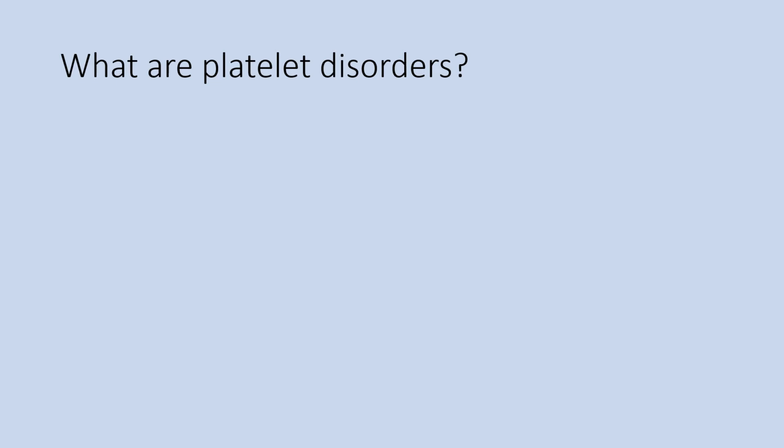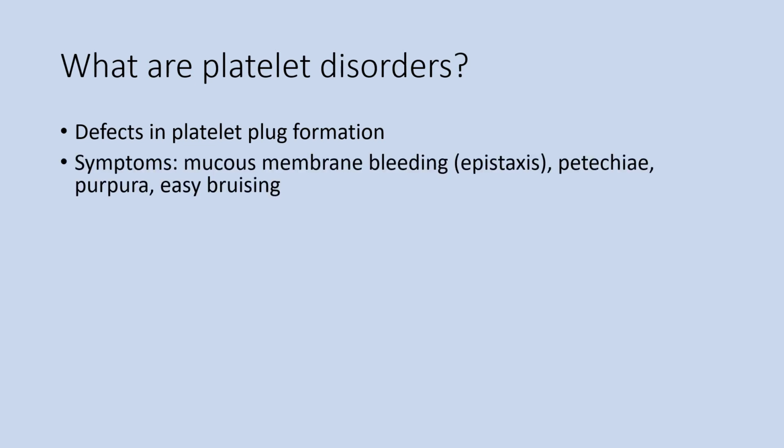So to begin, here is an overview of platelet disorders and the features common to each one. Generally, a platelet disorder is a defect in platelet plug formation, which is the first step in hemostasis after blood vessel injury. So as you might expect, if there's an issue with hemostasis, then common presenting symptoms of someone with a platelet disorder are mucous membrane bleeding, such as gum bleeding or epistaxis, petechia or purpura, and easy bruising.